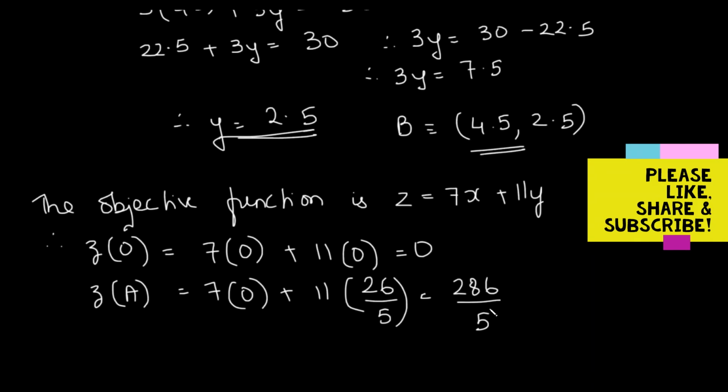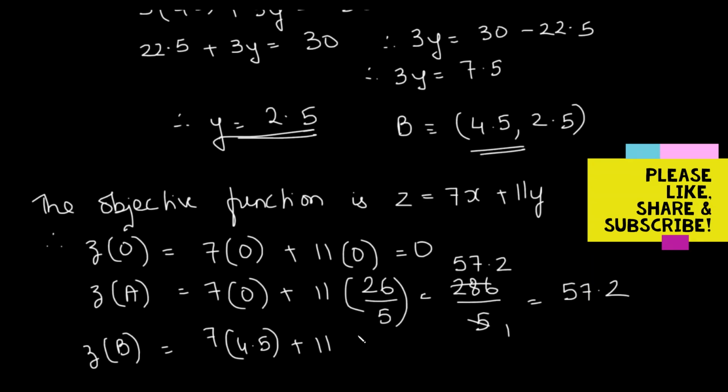Now, we divide everything by 5: 5 5s are 25, 7 5s are 35 plus 1, 36, so 0.2. So, we get over here 57.2. That is ZA. Then ZB, we know the coordinates of B as 4.5 and 2.5. So, 7 into 4.5 plus 11 into 2.5.